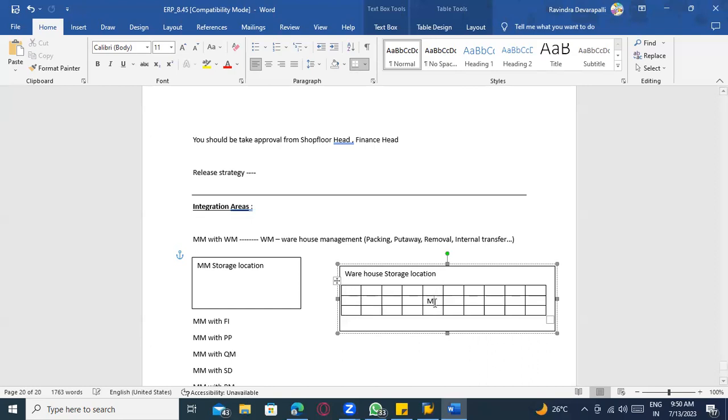Suppose this product is here. Then I can say go to fifth row, fifth column, and second column, and this is the bin where it is exactly located. So if you have warehouse bins, it is very easy to identify where exactly the product is stored.